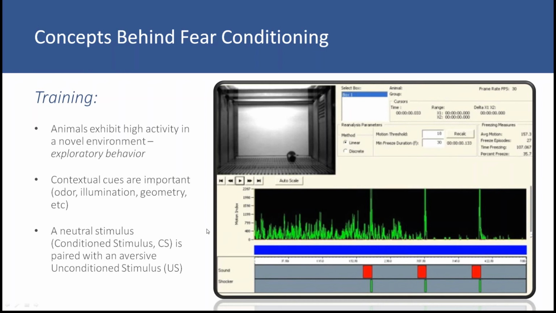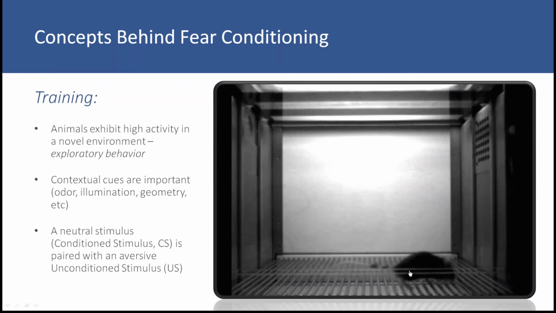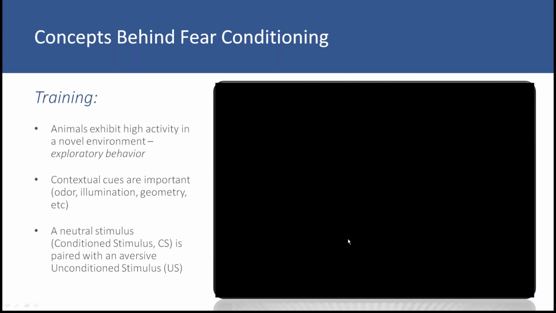This is a video of a training session from a C57 Black 6 mouse, and I'm going to play this video just to illustrate what happens. You have the initial high levels of exploratory behavior, and then you won't be able to hear the sound, but I'll tell you when the sound is coming on, and then you'll also be able to see the mouse jump when the foot shock comes on. So I'll call out those events. I'm going to play this video just to show you what the animal's behavior is like during the training phase of the fear conditioning experiment.